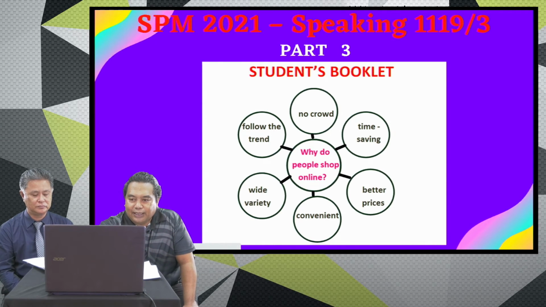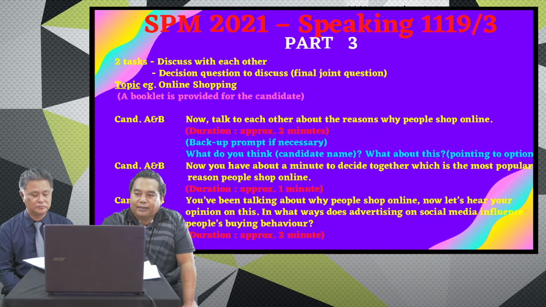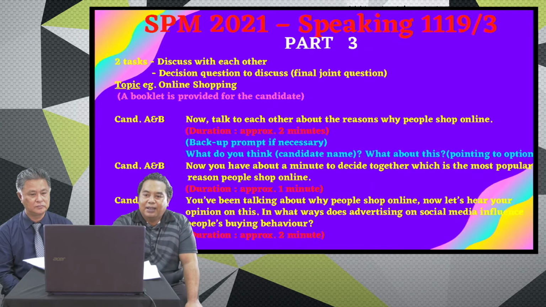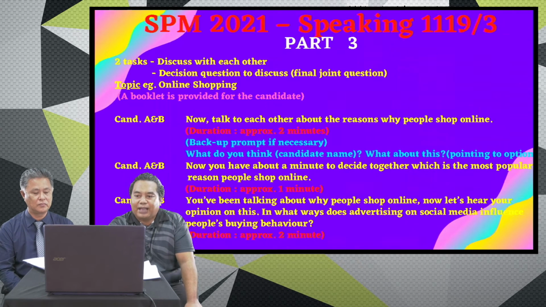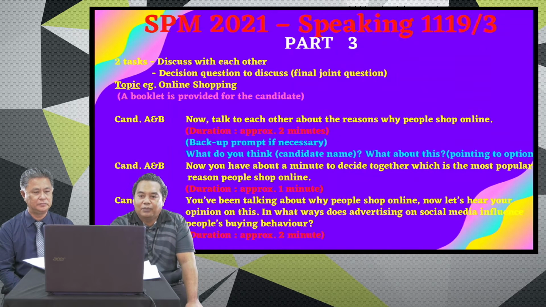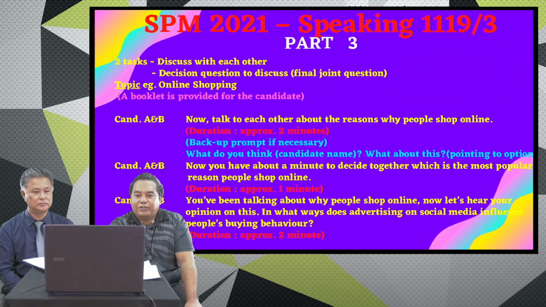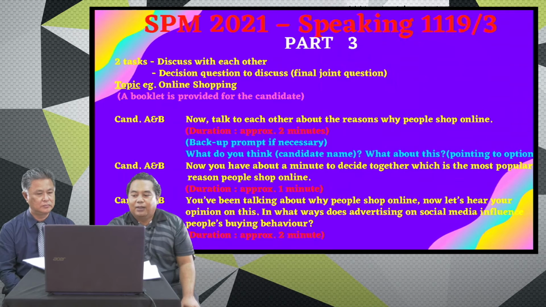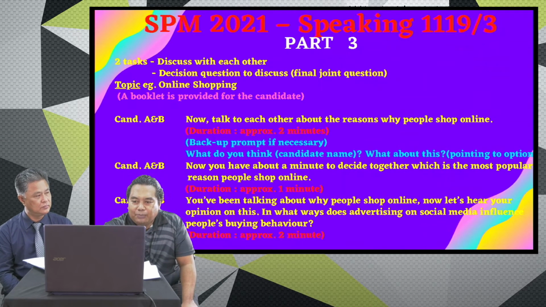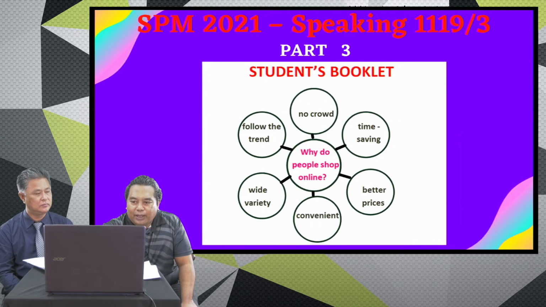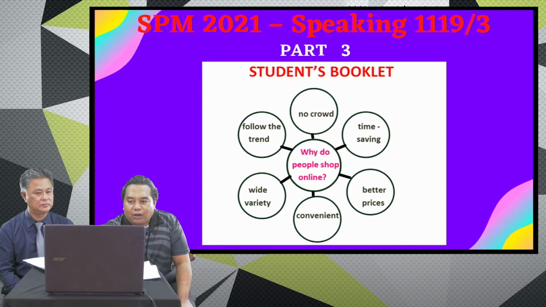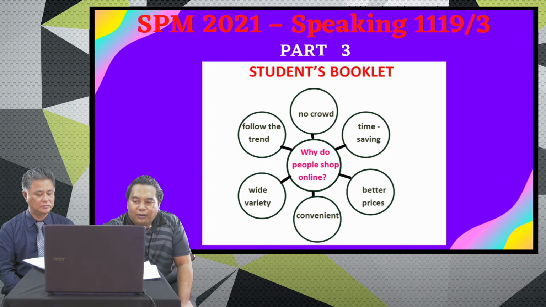Okay, let's look at the task. Okay, 2 tasks. Discuss with each other. Decision questions to discuss. Final joint question. Topic example, online shopping. Okay, a booklet is provided for the candidate, like the booklet we saw before. This one, why do people shop online? There will be a lot of answers, a lot of reasons why.